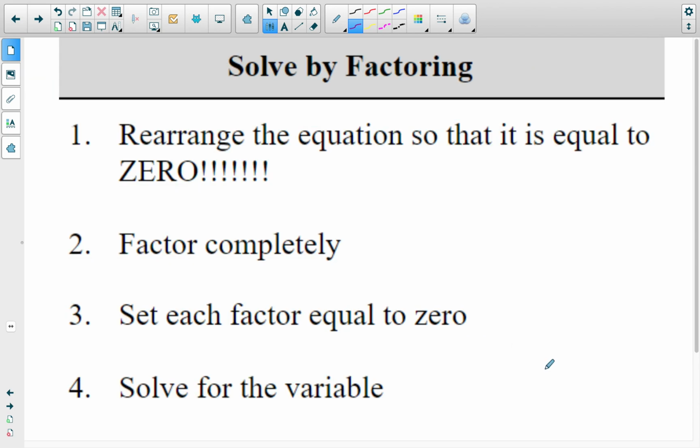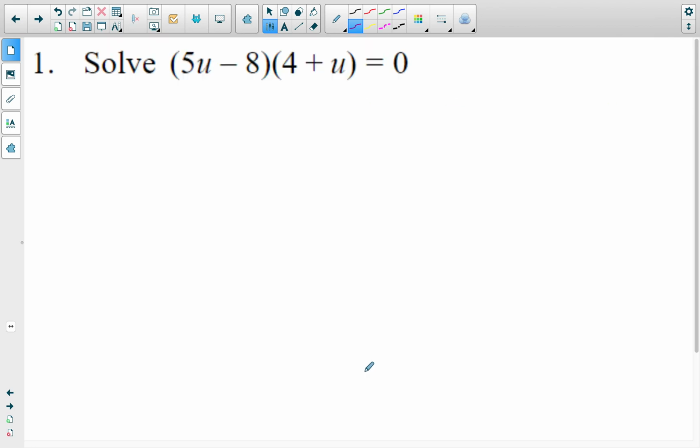All right, so to solve a quadratic equation by factoring, here are your steps. Right? Rearrange the equation so that it is equal to 0. That is so important. Right? Then factor it completely. Set each factor equal to 0 and solve for the variable.